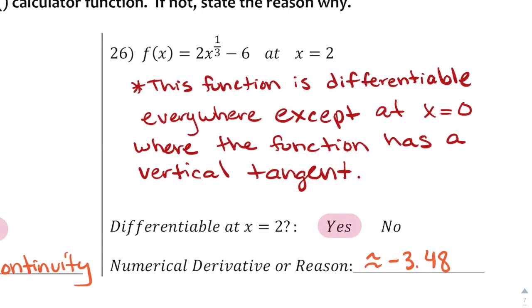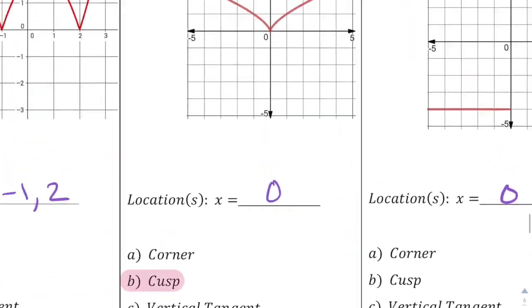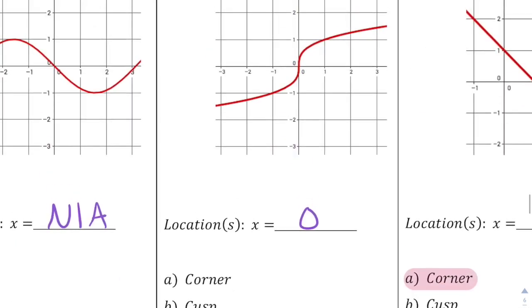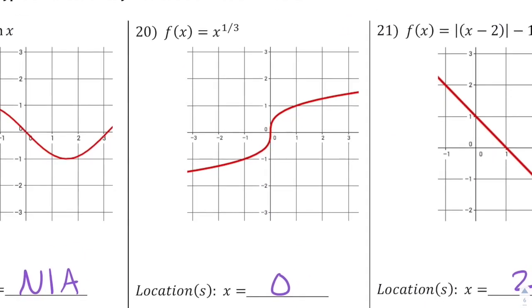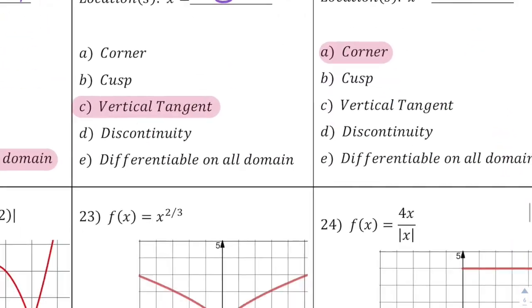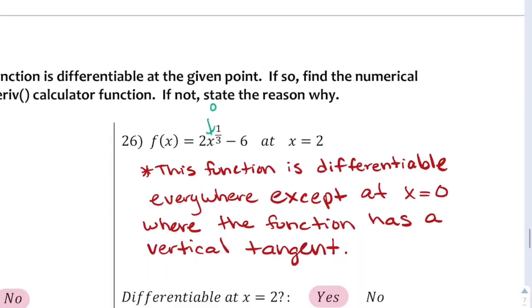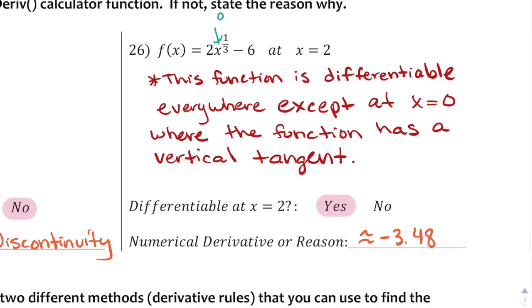26. There is an issue at 0. 0 to the 1/3. Again, the 1/3 function looks like this, kind of the flip of x cubed, right? There's definitely a vertical tangent there. So the answer is vertical tangent at 0. So the answer would be no, and vertical tangent.